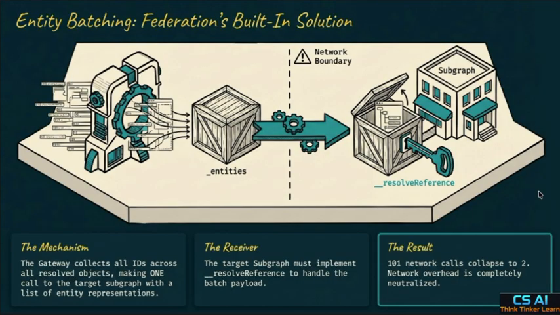Federation's built-in solution is entity batching. Instead of making 100 lateral calls, the gateway collects all IDs across all resolved objects and makes one batch call to the targeted subgraph using the _entities query. The target subgraph then implements a __resolveReference resolver to handle the batch payload. This collapses 101 network calls down to 2, completely neutralizing the network overhead.